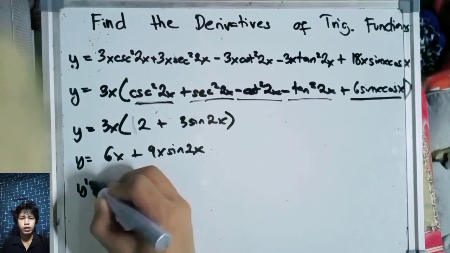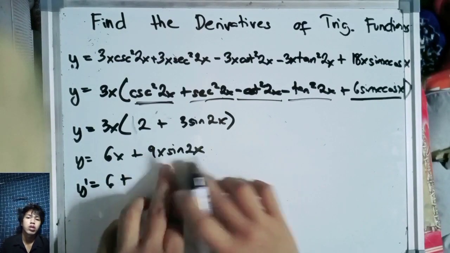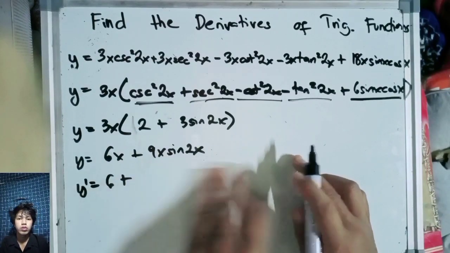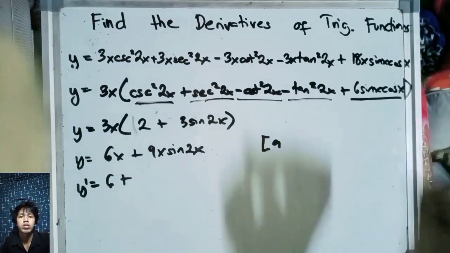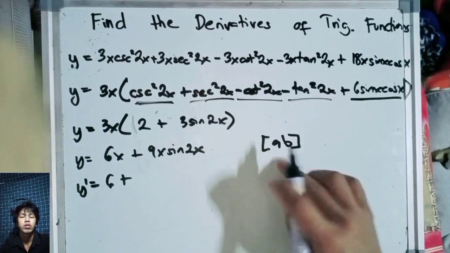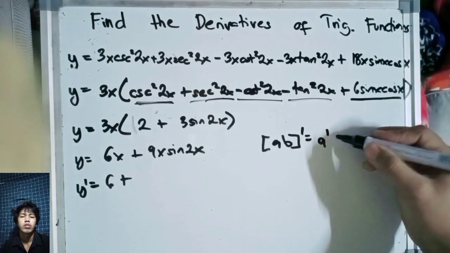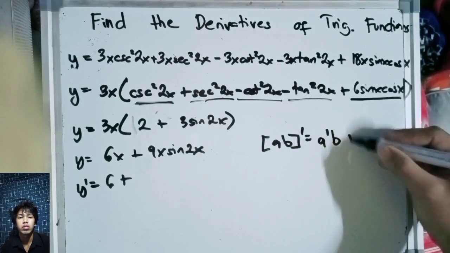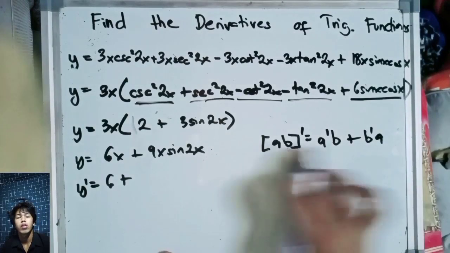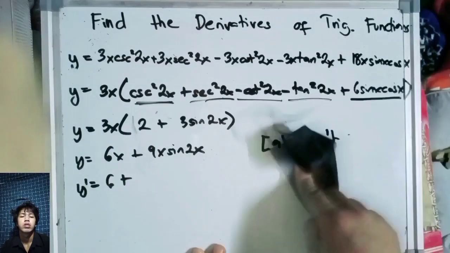Now we can find the derivative. The derivative of 6x is 6. Plus, this is a product of two terms, and we can apply the product rule. In the product rule, the derivative of two functions being multiplied equals the derivative of the first function times a copy of the second, plus the derivative of the second function times a copy of the first. That is the product rule, and we apply it to our problem.